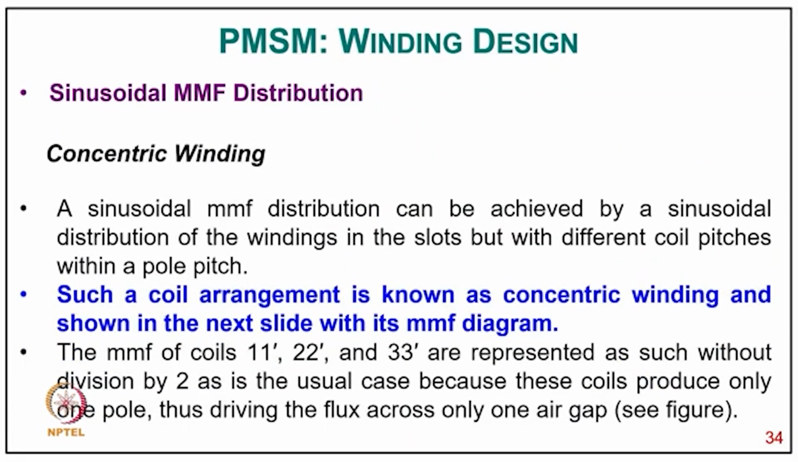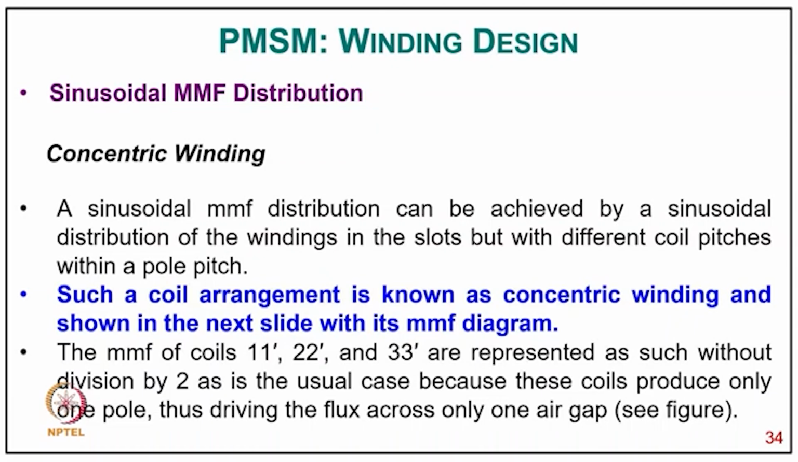First is the typical concentric winding. A sinusoidal MMF distribution can be achieved by sinusoidal distribution of the winding in the slots, but with different coil pitches within a pole pitch. Such a coil arrangement is known as concentric winding, and is shown in the next slide for its MMF diagram.